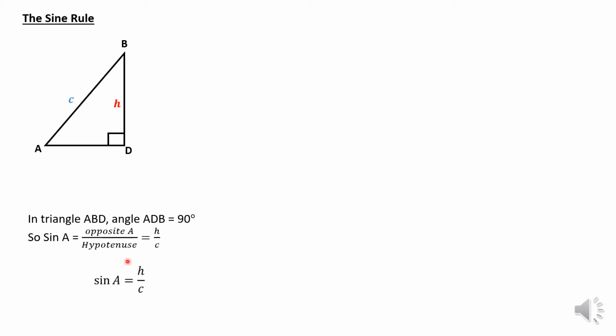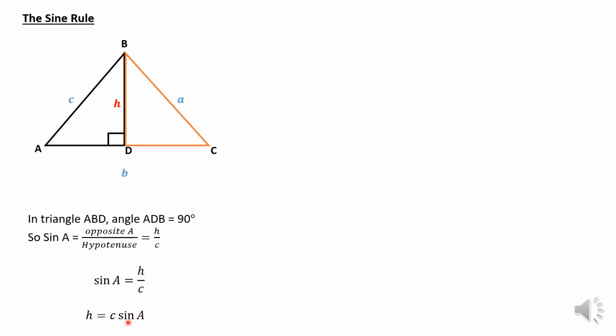So that gives me sine A is equal to h over c, which is that height there. So when you make h the subject of the formula, you get that h is equal to c sin A. And I'm going to use this particular value here.